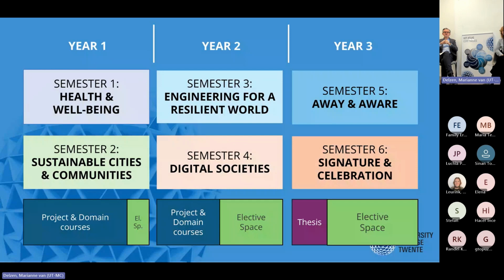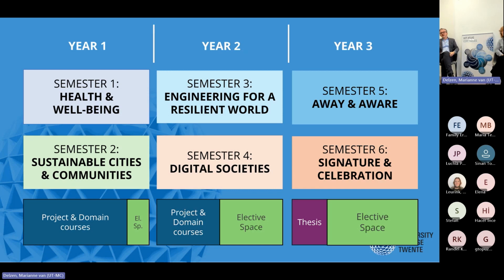So down below here, you see that in the blue, you see the projects and domain courses. Domain courses are courses that we give as teachers, and they relate to social science, to math, to natural science. And for example, there's a course on behavioral science and technology. There's a course on fluids and heat, so thermodynamics. And there's also multiple math courses.